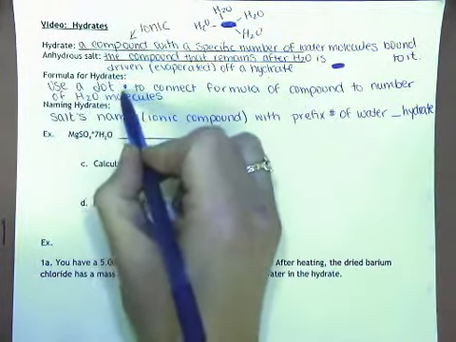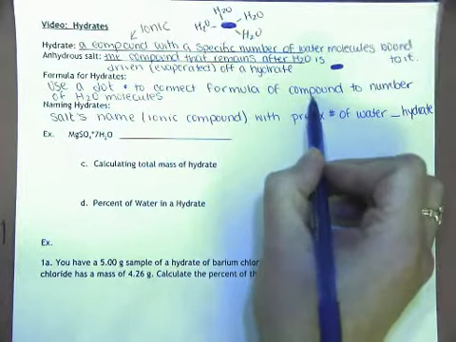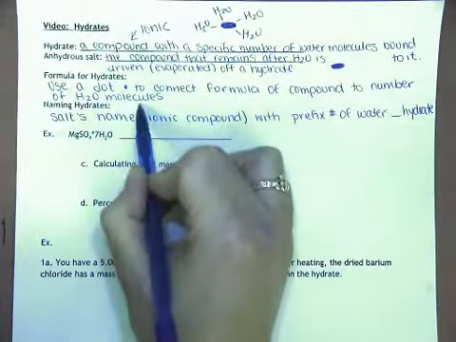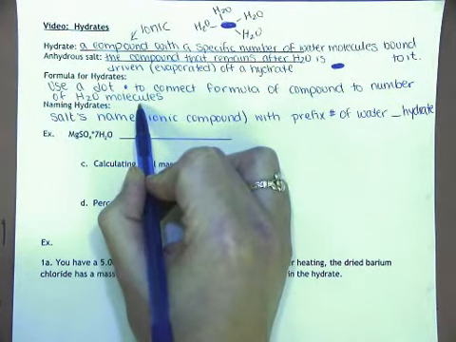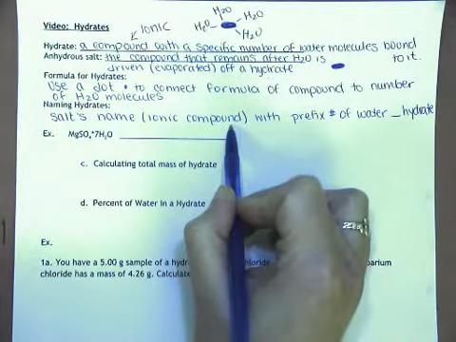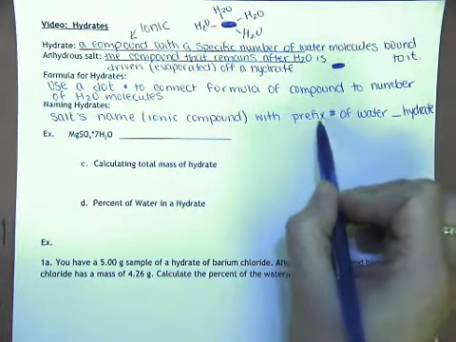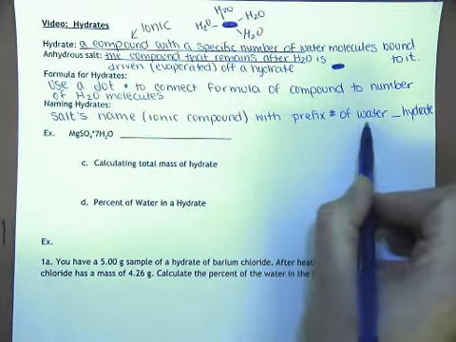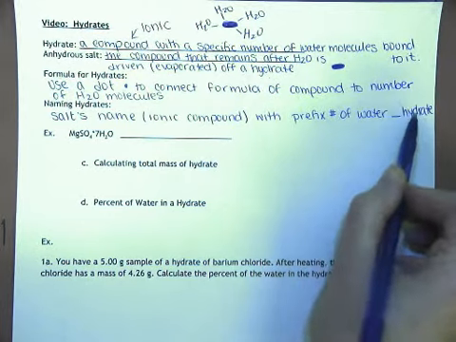To do this, we use a dot to connect the formula of the compound, which is usually ionic, to the number of water molecules. When we name it, we say the salt's name, which is our ionic compound, and then we say our hydrate portion, so the number of waters, using a prefix to tell our number of waters, and then we write hydrate.